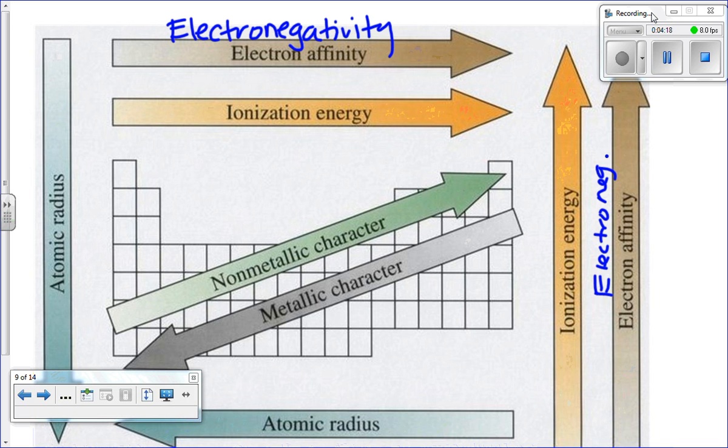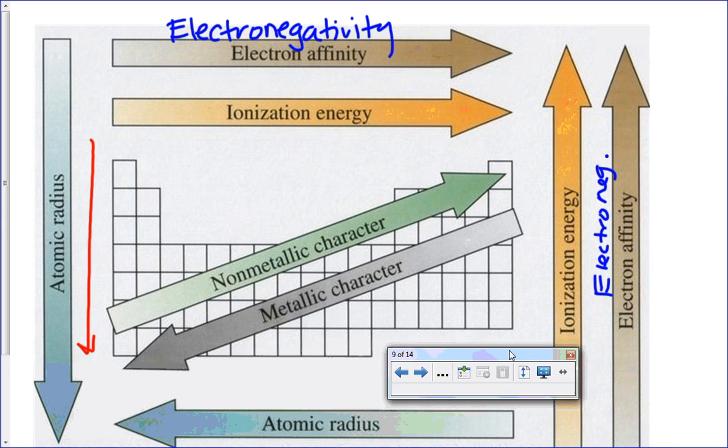Atomic radius increases from top to bottom, and also from right to left. This is essentially the size of the atom. This one right here, what element is this? Francium. That's the biggest, fattest element on the periodic table.